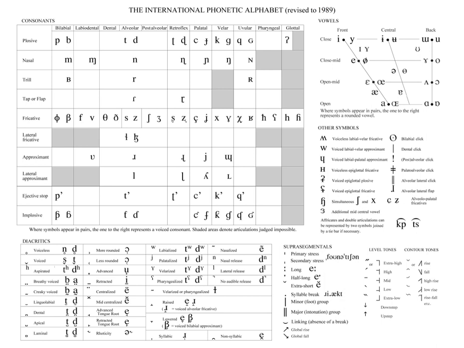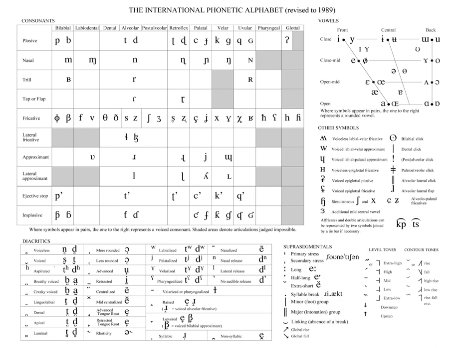Following the 1989 revision, a number of proposals for revisions appeared in the Journal of the IPA, which were submitted to the Council of the IPA. In 1993, the Council approved the following changes. T, C, K, for the voiceless implosives were withdrawn.